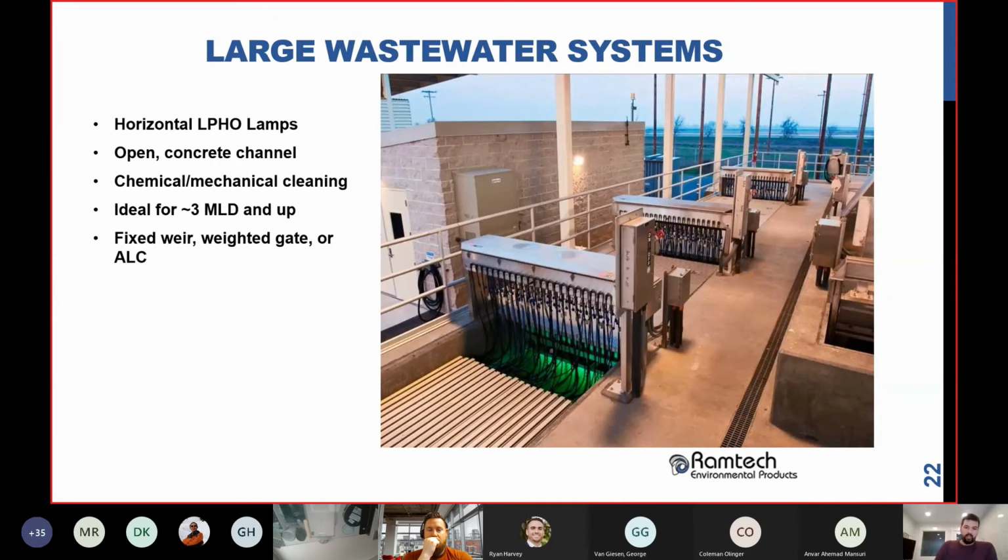This is the 3000 Plus, the Trojan UV 3000 Plus that we showed earlier. It has horizontal lamps now, still the LPHO, so very efficient. Open concrete channel, same chemical mechanical cleaning. This is more like 3 MLD and up. Sorry, we're in Canada, so I used MLD.